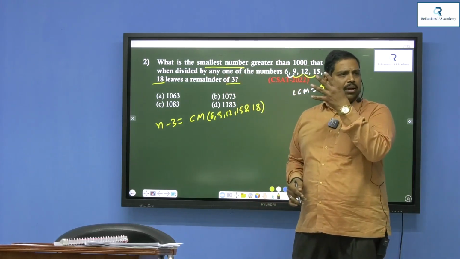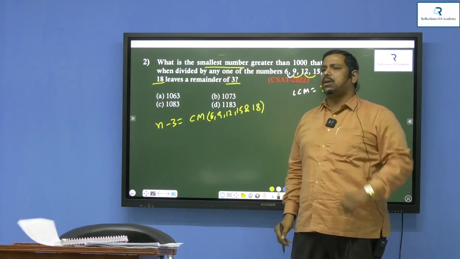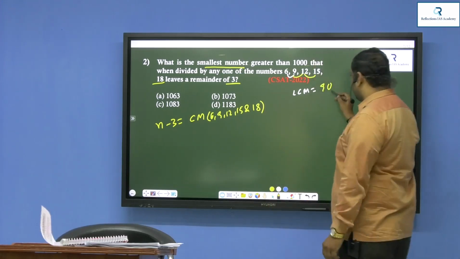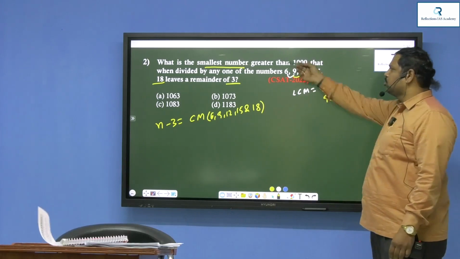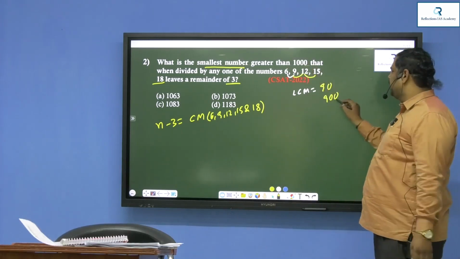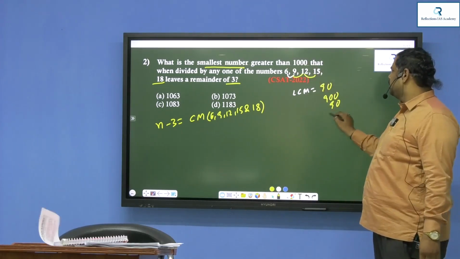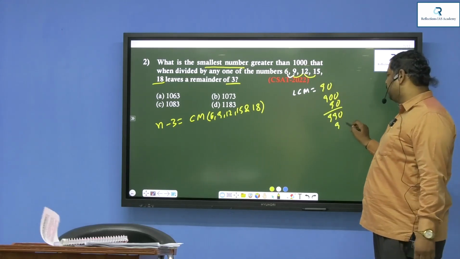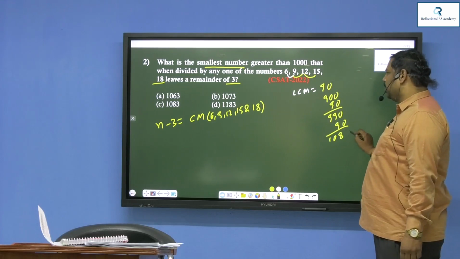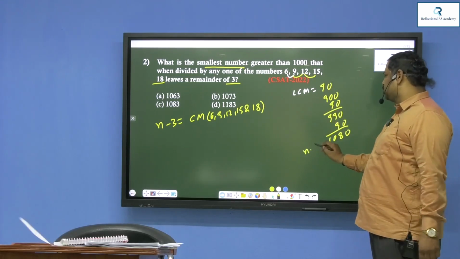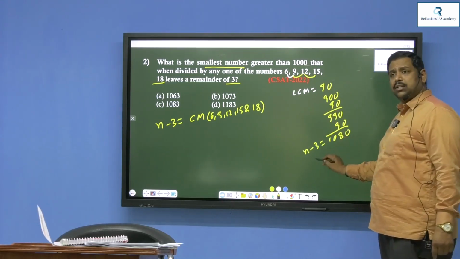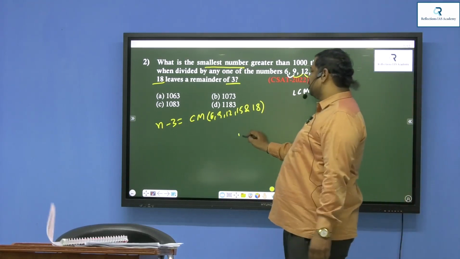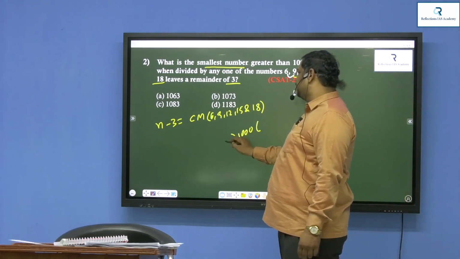Now again he is asking about the smallest number greater than 1000. 1000 is a 4-digit number. In the 4-digit numbers he is asking about the smallest one. What should we do? Two ways. Already 90, sir. 900 is close to 1000. Increase 90, 990. Still it is not more than 1000. Add one more 90, it will be 1080. Take n minus 3 equal to 1080, which is more than 1000, right? So n is equal to how much? 1083.